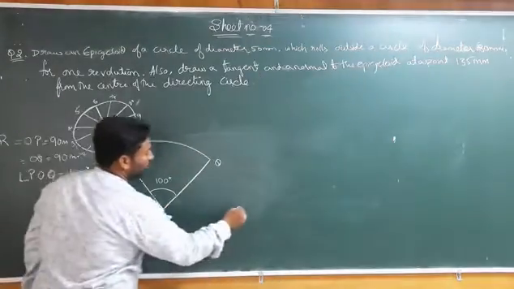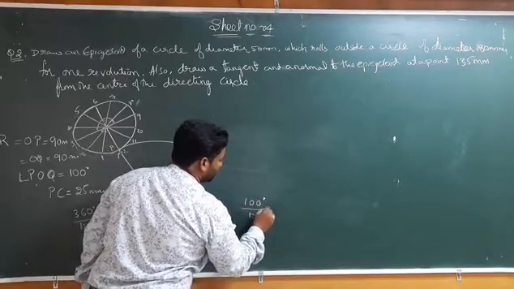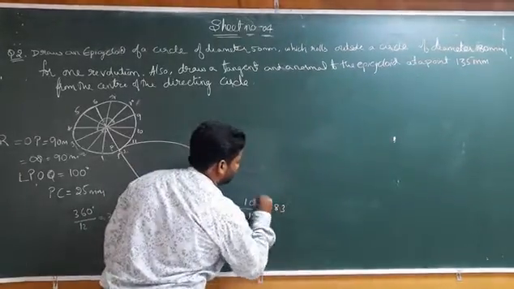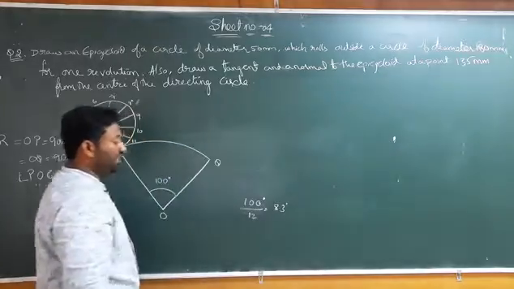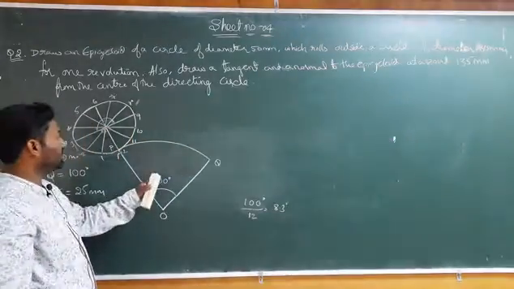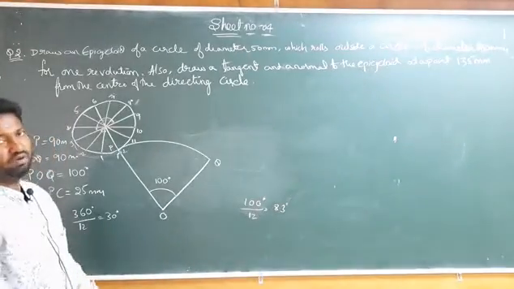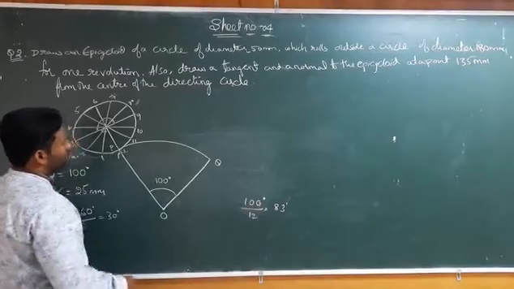Whatever the angle 100 degree is there, we have to divide 100 divided by 12. So here we will get 8.3 degrees. So each part, we have to divide this 100 degree into 12 equal halves. So each division will be 8.3 degree.